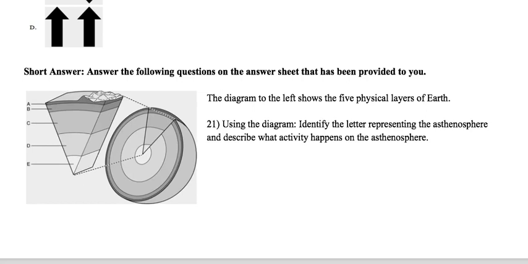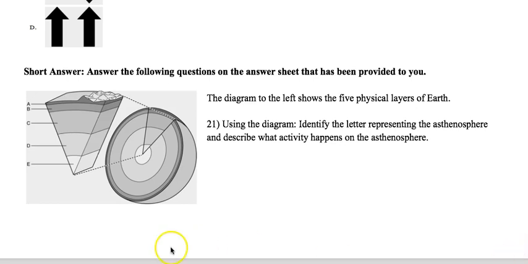Question 21 is a short answer question and will be answered in complete sentences. The diagram to the left shows the 5 physical layers of the Earth. Using the diagram, identify the letter representing the asthenosphere and describe what activity happens on the asthenosphere.